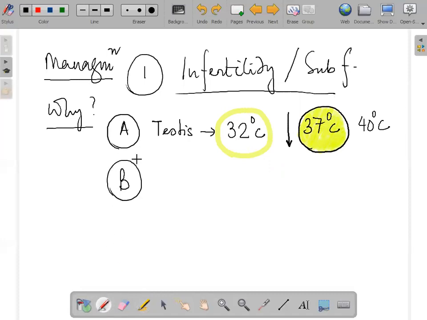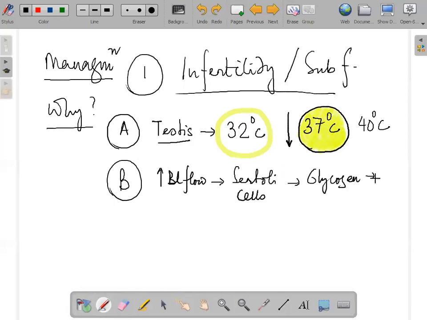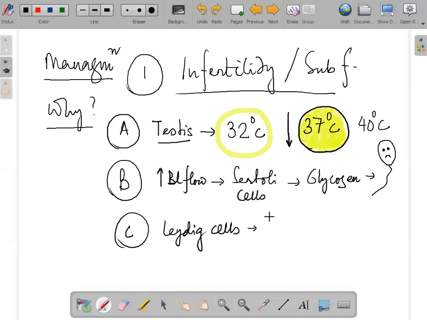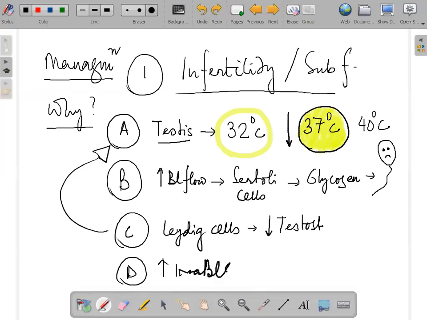Problem number two: the increased blood flow promotes more enzymatic activity in the Sertoli cells. The Sertoli cells are nourishing cells which use glycogen, and if the glycogen gets eaten away, the spermatic cells, which depend on it, get very unhappy, and the sperm size decreases. Number three is that the Leydig cells, which are responsible for forming testosterone, show decreased proliferation, and thus testosterone production decreases, again affecting the testes, decreasing their size, volume and function. Number four is that some people say there is an increase in intratesticular blood supply, which again hampers all of these three processes.